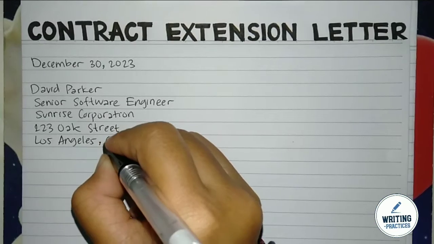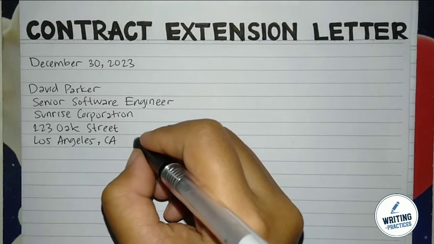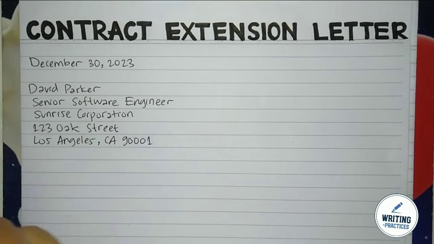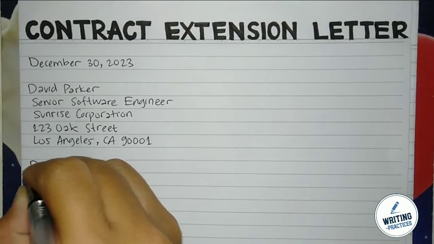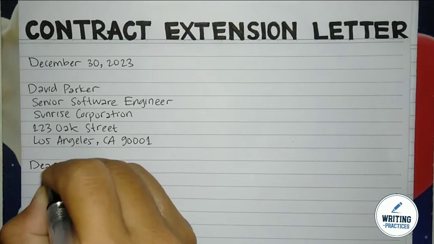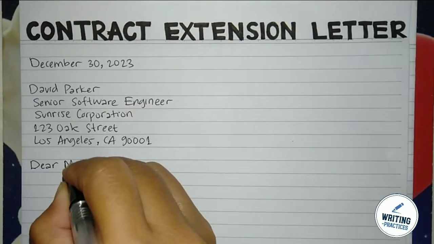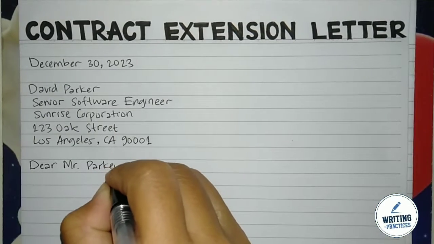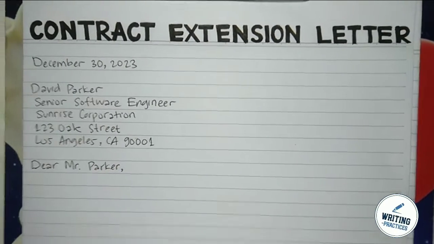Under it, write the address of the company or office. You need to include the number, street name, city, state, and zip code. After writing that information, now you can open the letter with a salutation. Simply write, "Dear Mr. or Ms. or Mrs.," followed by the last name of the recipient.